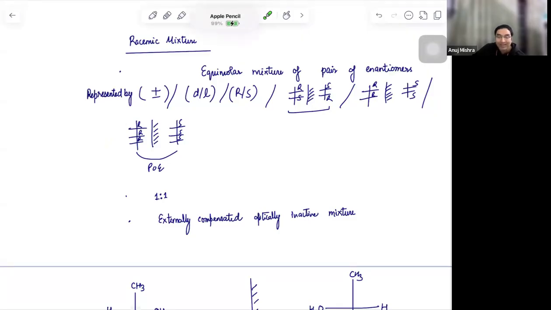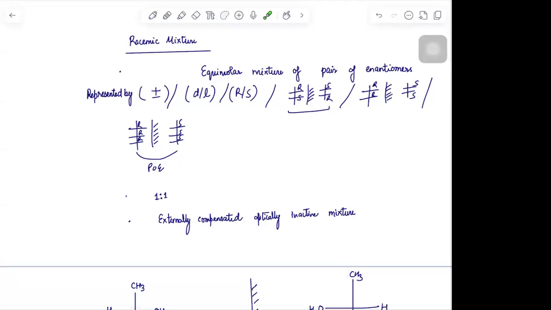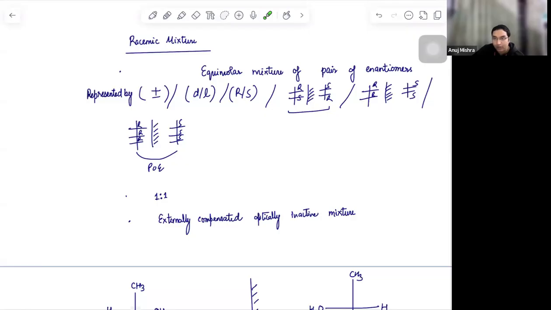1:1 mixing, an externally compensated optically inactive mixture. Which was internally compensated? Anybody? So what does 1:1 mean? Equimolar mixture, one mole of each.